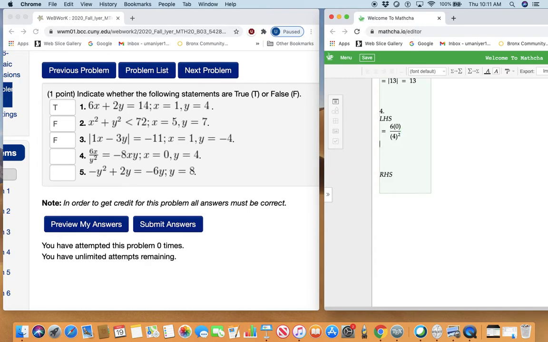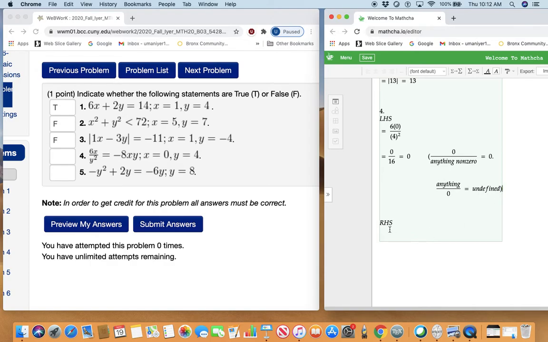Okay, so it's a fraction. 6 times 0 is 0. Downstairs, 4 power 2 is 16. 0 over anything non-zero is 0. All right, so remember, 0 over anything non-zero is 0. On the other hand, if I look at a fraction with anything over 0, this is undefined.